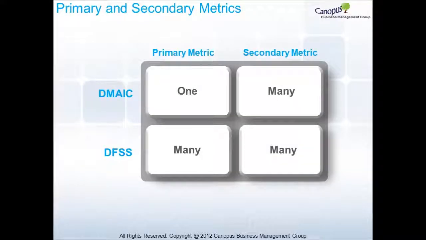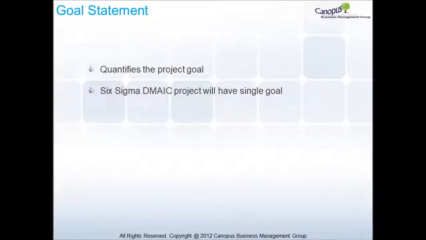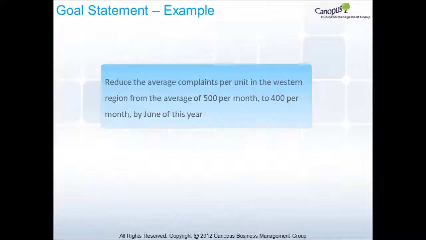Now, a DMARC project can have several secondary metrics, but just one primary metric. Whereas, a DFSS project can have more than one primary and secondary metric. Goal statement quantifies the project goal. Usually, a Six Sigma DMARC project will have only a single goal. Please read this example of a goal statement and move forward when you're done.